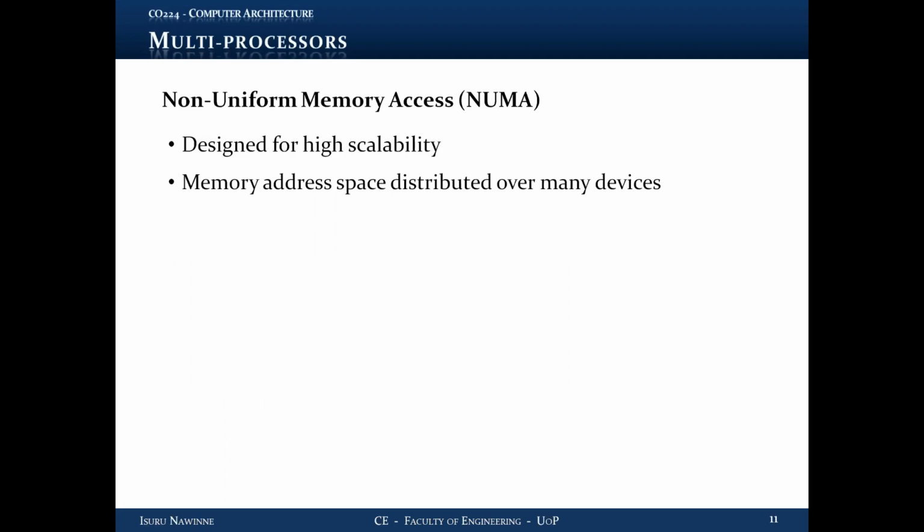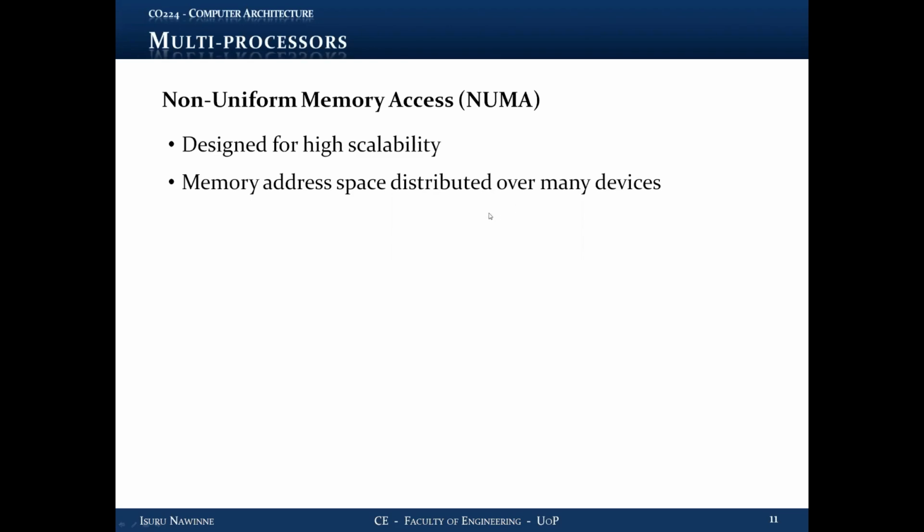With uniform memory access using crossbar switches and all that, you still have a limit of around 256 processing elements in a processor. If you want to go even more than that, then you have to go for the non-uniform memory access architectures. It's specifically designed for high scalability. If you want to add thousands of processing elements on the same processor, then in such systems, the memory address space is distributed over many separate devices.